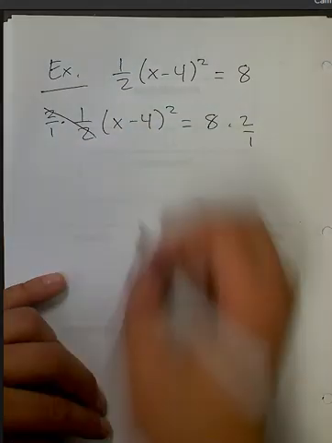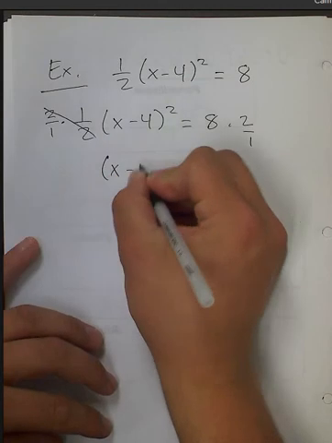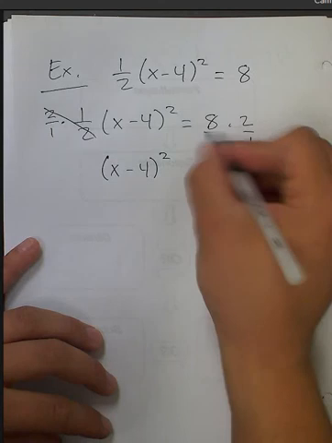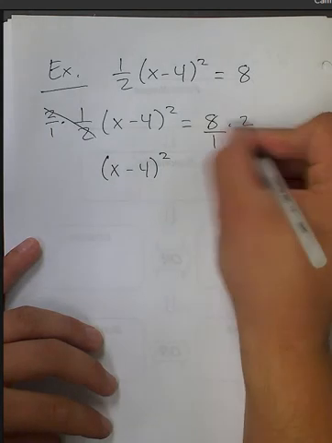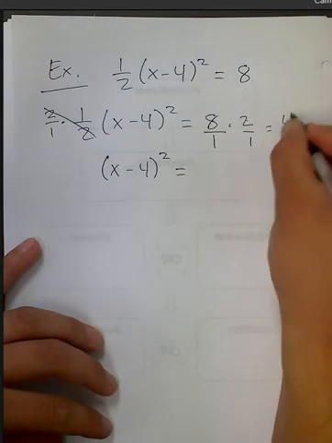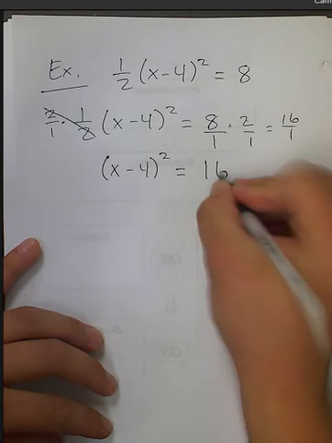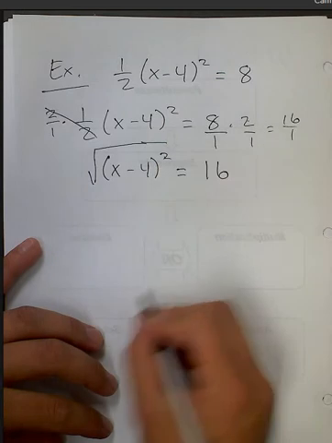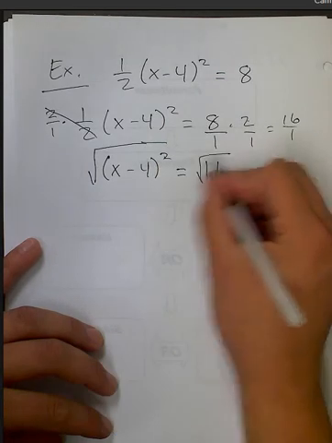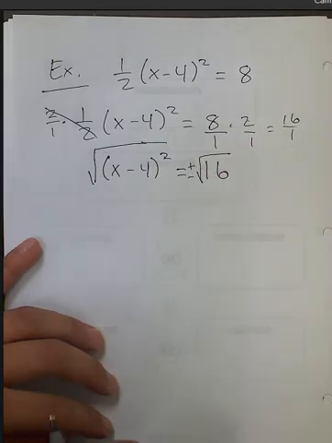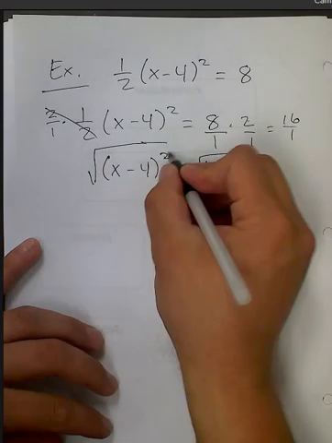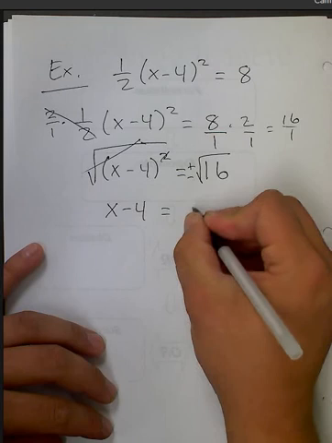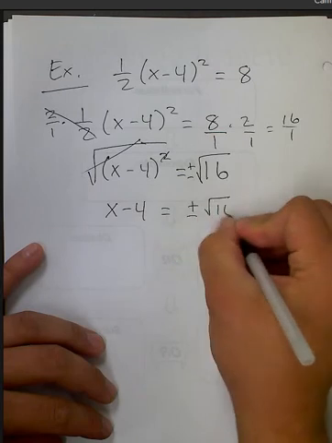What I'm left with is x minus 4 squared on the left hand side. Then 8 can be written as 8 over 1. 8 times 2 is 16. That's 16 over 1, so this becomes 16. Take the square root of both sides now that you just have the square on one side of the equal sign. Don't forget the plus or minus for that one over here. The square and the square root go away. You're left with x minus 4 is equal to plus or minus the square root of 16.